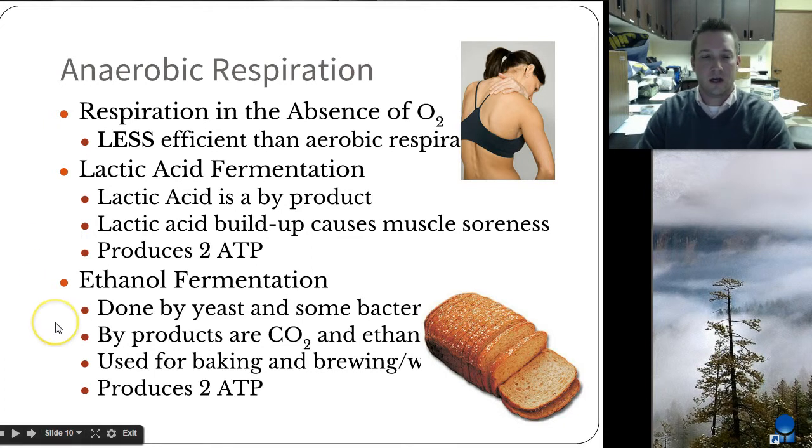Another similar process that doesn't happen to us, but it happens to a lot of microorganisms, is ethanol fermentation. This is yeast and some bacteria. Ethanol fermentation is what we use to make bread and also to brew wine or beer. The yeast, when they get a hold of the pyruvate, they break it down and get just 2 ATP out of it as well, so still not very efficient, but the byproducts are different. You end up with carbon dioxide and ethanol, which is alcohol.